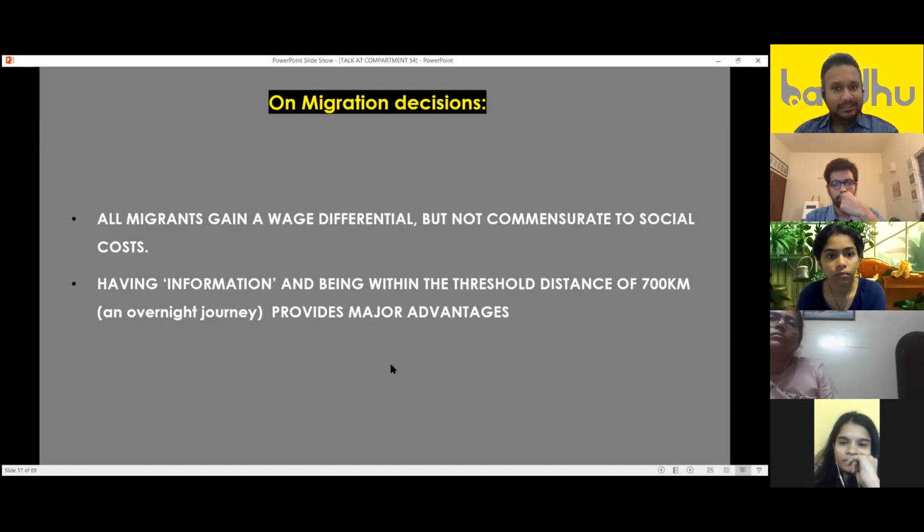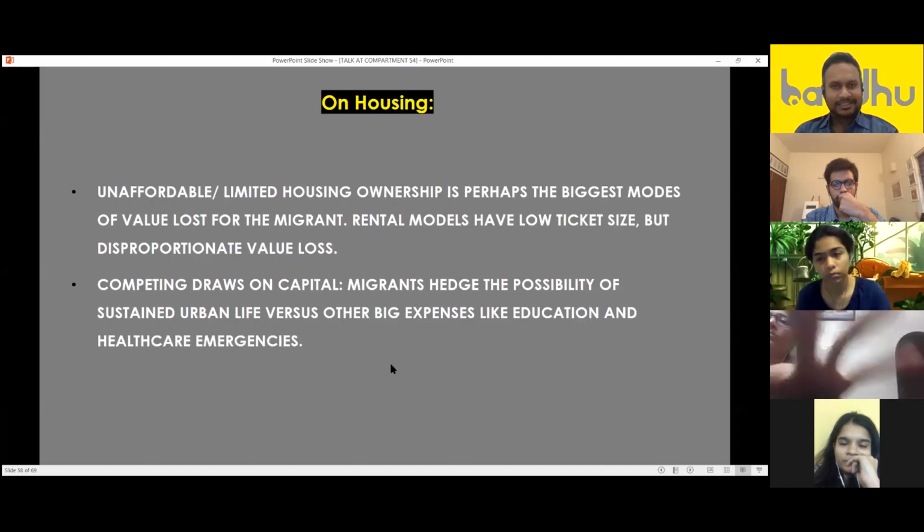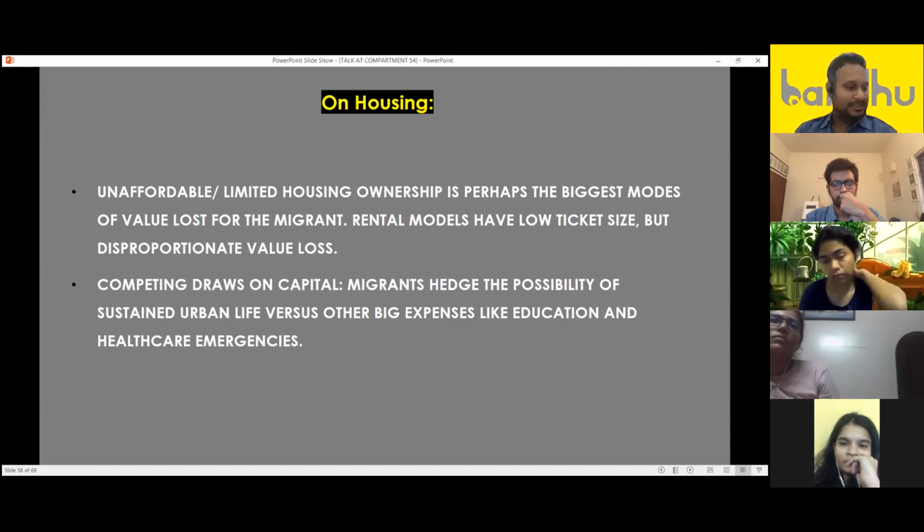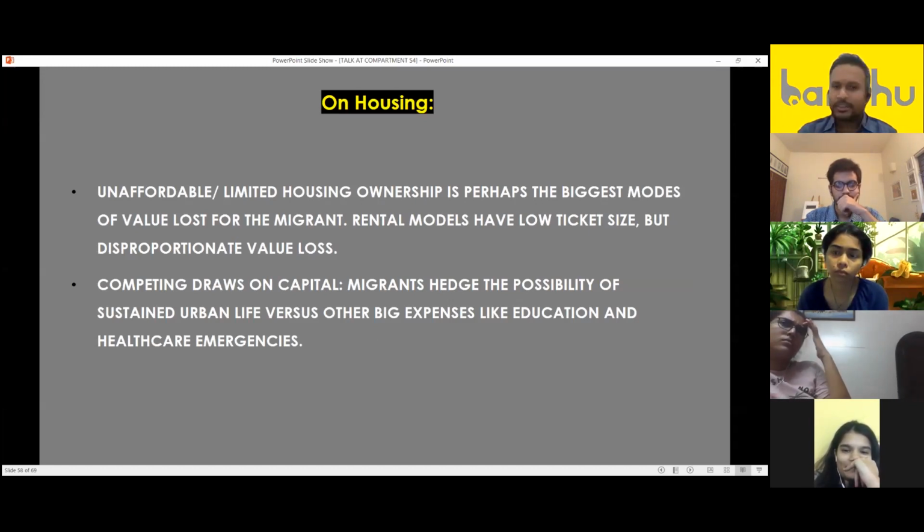Having information within 700 kilometers increases their advantages. Second thing, affordable housing is the biggest reason why they cannot progress, because there are competing draws on capital, like a daughter's wedding, sons' or daughters' education, housing loans, or a sudden death or sudden medical emergency. There are tons of things where they need sudden, huge amounts of capital, and they don't have money for all of it. For the wedding, 5 lakh for education, 5 lakh, 25 lakhs they don't have.